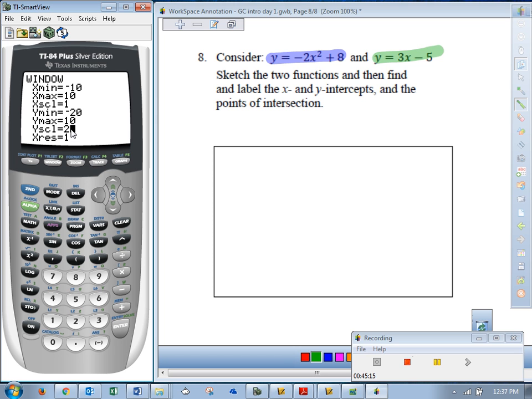So people are like, how did you know to do that? I'm playing around with it. I tried -15 and it didn't work. So I try again, right? You're just going to have to play around with it. So I'm going to graph it.